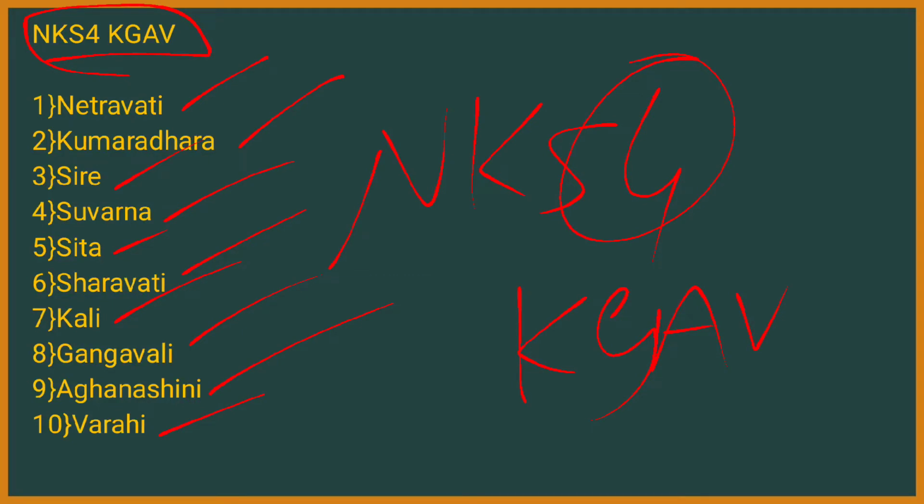In most of the examinations that KPSC conducts, it will ask which of the rivers does not flow in the western region. At that time you need to answer this. You just remember the code that has been given here, that is NKS4KGAV. Netravati, Kumaradhara, Sire, Suvarna, Sita, Sharavati, Kali, Gangavali, Aganashini and Varahi.